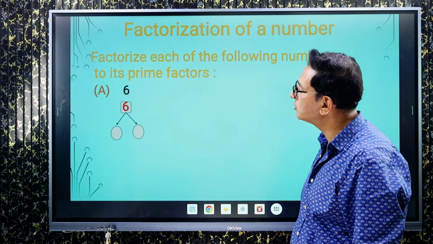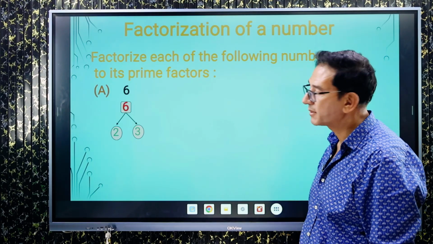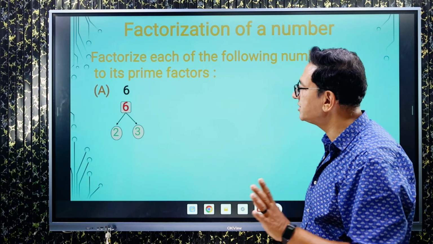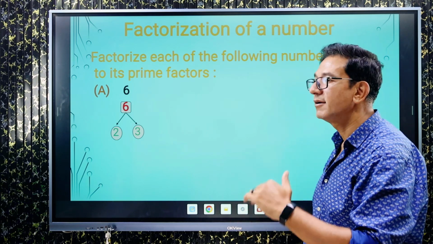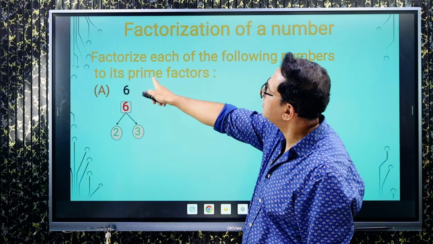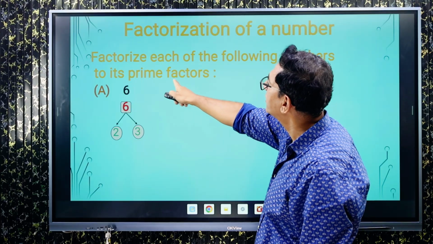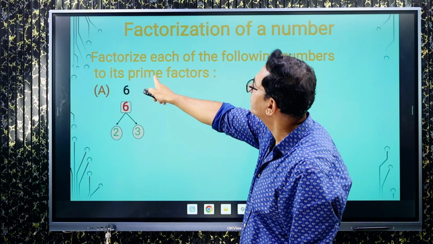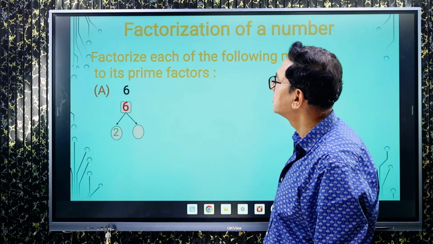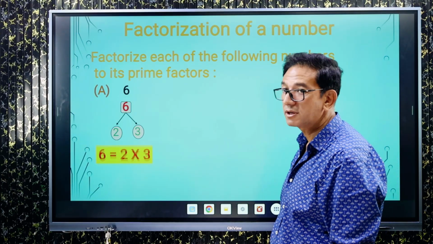So if we have, for example, 6, what times what gives 6? 2 times 3. Is this the factorization? Yes, because 2 and 3 are prime. So factorization means to write the number in the form of a product of prime factors. So we will write 6 equals 2 times 3.